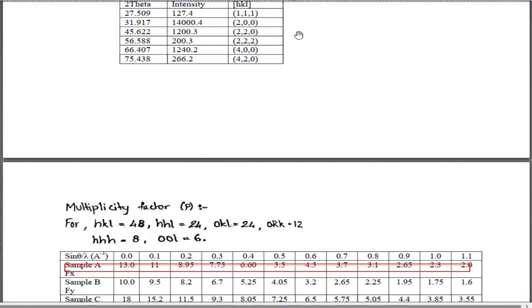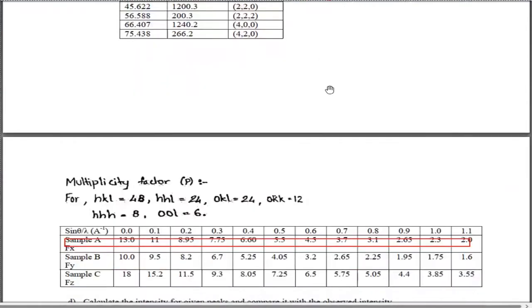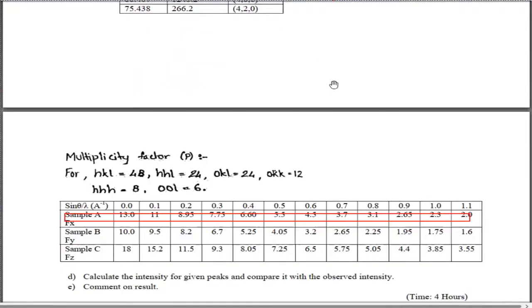So this way you have to add one more column here. Okay. So 2 theta, you have got intensity. You can make it a theta value, or you can put the HKL value here, and then you can take theta, then sin square theta, and all this calculation part. Okay. Then comes the second part.